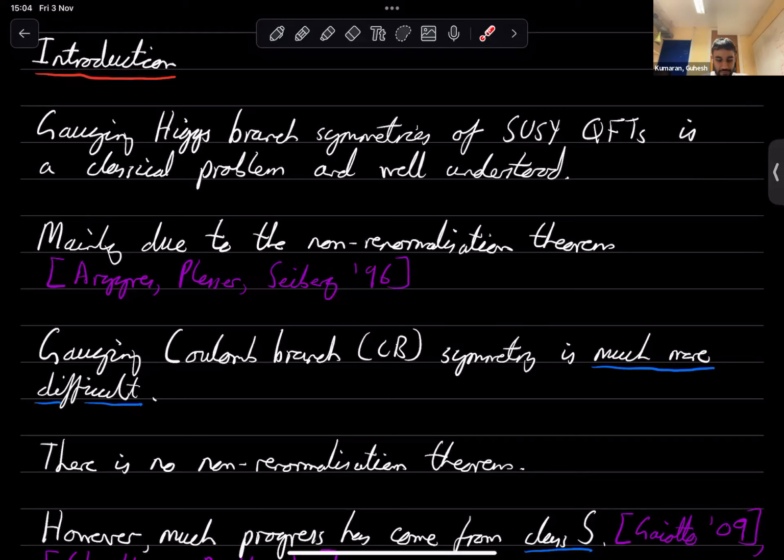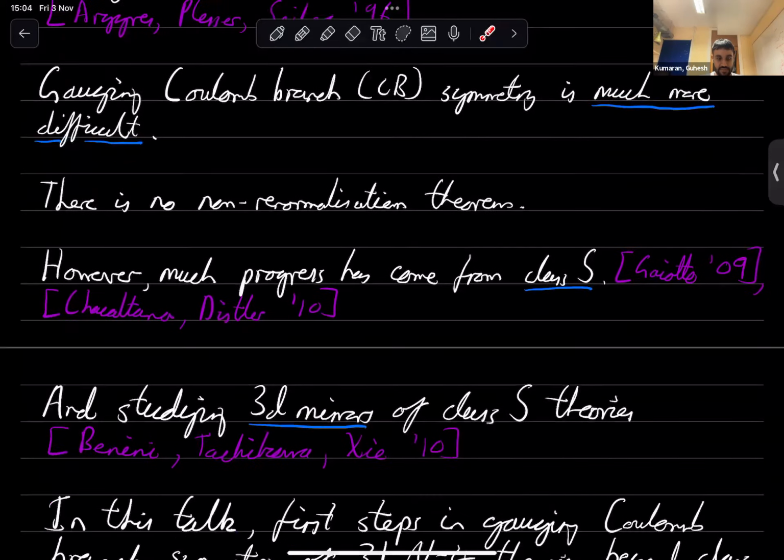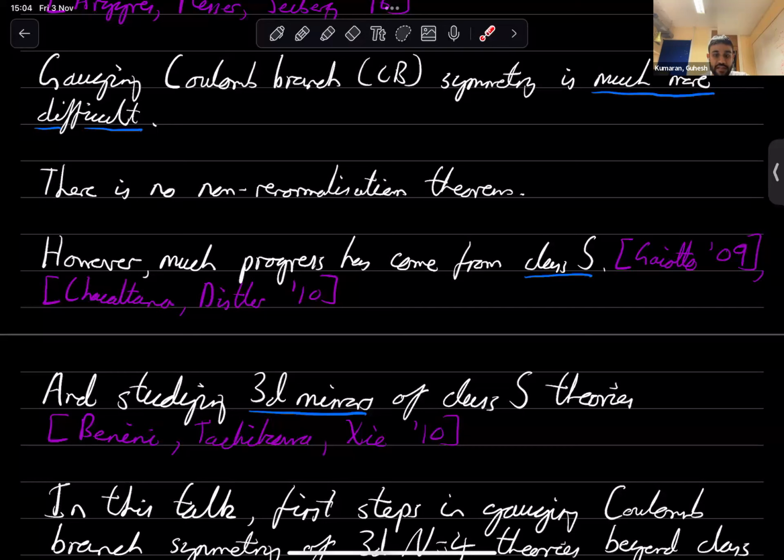I was saying that gauging Higgs branch symmetries of SUSY QFTs is a classical problem and generally well understood, mainly due to the non-renormalization theorem. Coulomb branches are a different story. They're a lot more difficult because there is no non-renormalization theorem. Nevertheless, there has been some progress, mainly from class S, and in particular from studying 3D mirrors of these class S theories.